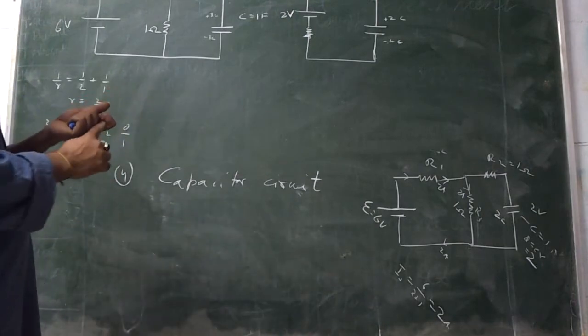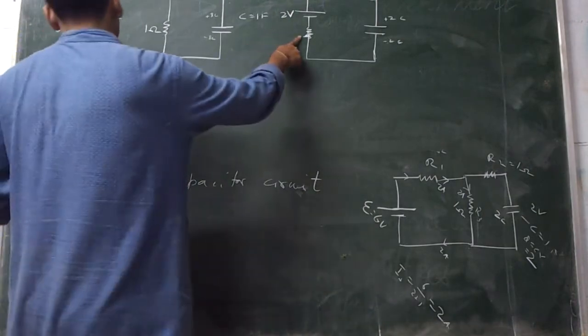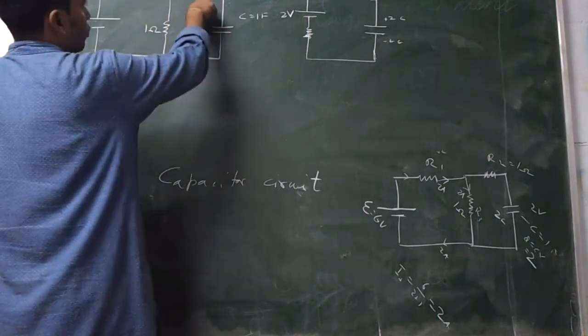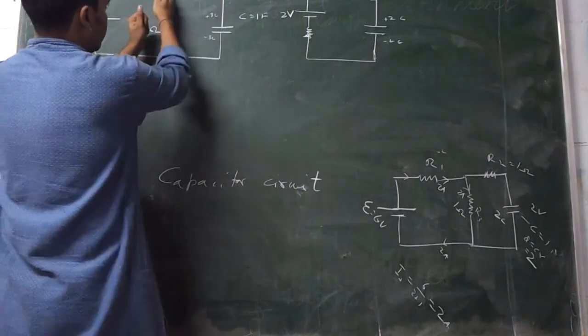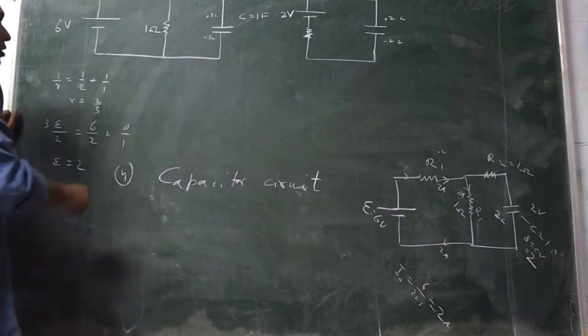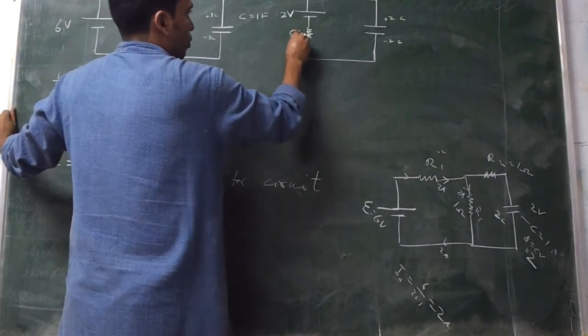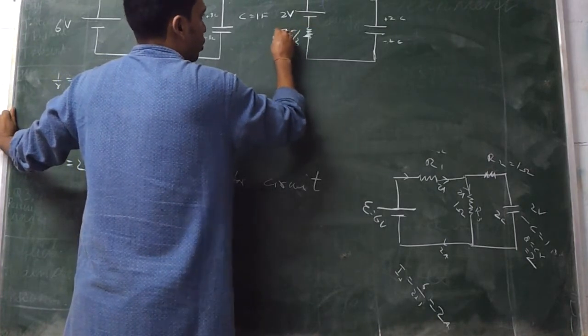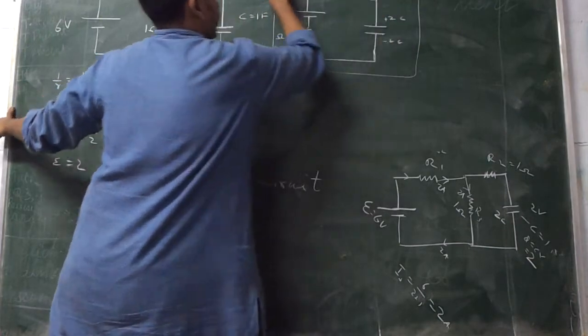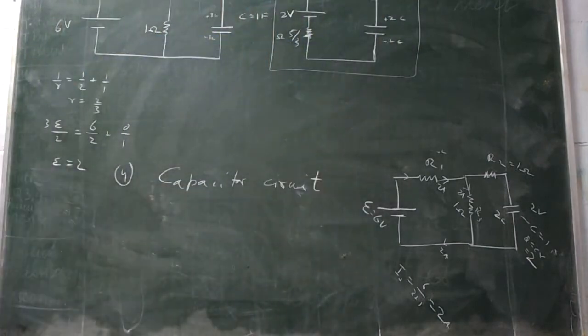So it's a 2 volt battery and this internal resistance is coming out to be 2 by 3. So this total resistance will be 1 plus the internal resistance of this battery, and they will be in series. 1 plus 2 by 3 is 5 by 3 ohms. So this is the circuit you have to solve.